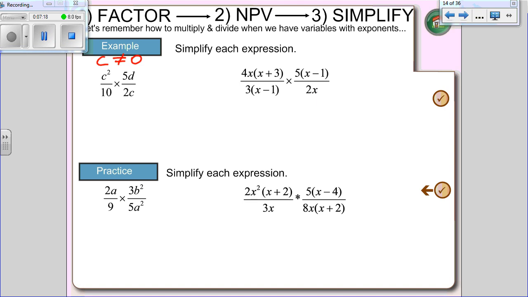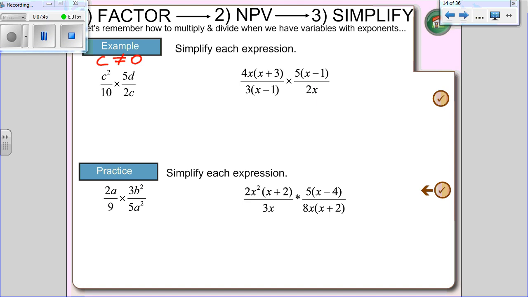So you write it like that, c cannot equal 0. Yeah, so this is how you'll typically see it. And this is called a restriction. But if they said, what are the NPVs, then you would say NPVs equal 0, c equals 0. Okay, so first thing, factor, did it. Second thing, NPVs, did it. Third thing, now you can simplify.